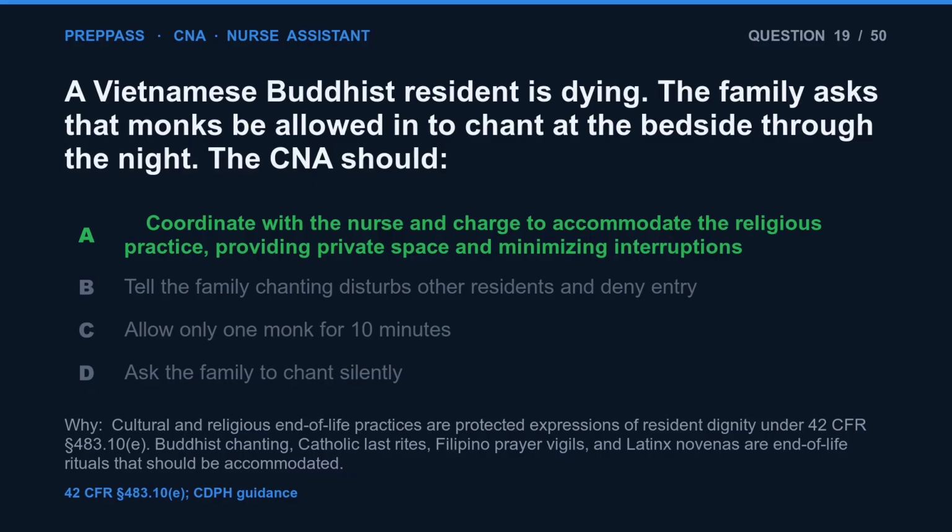The correct answer is A. Cultural and religious end-of-life practices are protected expressions of resident dignity under 42 CFR Section 483.10(e). Buddhist chanting, Catholic last rites, Filipino prayer vigils, and Latinx novenas are end-of-life rituals that should be accommodated.